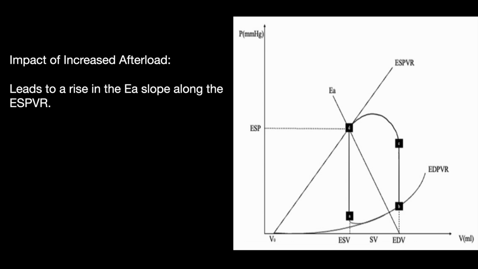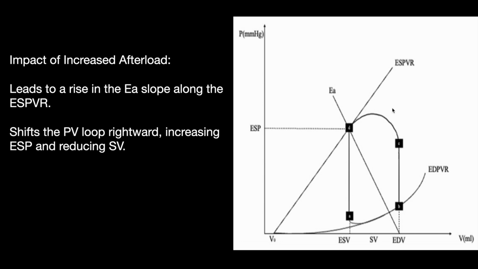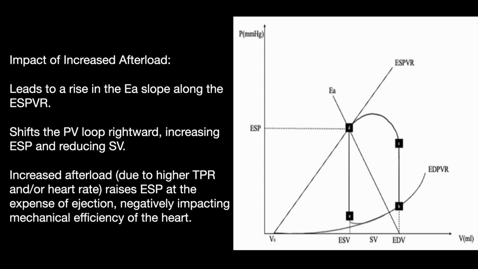So the impact of increased afterload is a rise of the Ea along the slope. So this is my slope, and the point at which the end systolic pressure and volume is reached will be higher up over here. So this is where I will reach if my afterload increases. It shifts the PV loop rightwards. As you can see clearly, it will shift the PV loop rightwards. And obviously my stroke volume will reduce. So my work will finish sooner.